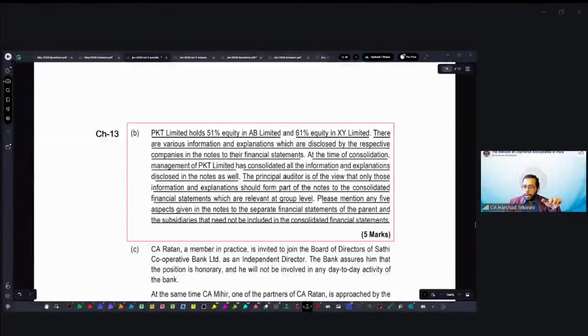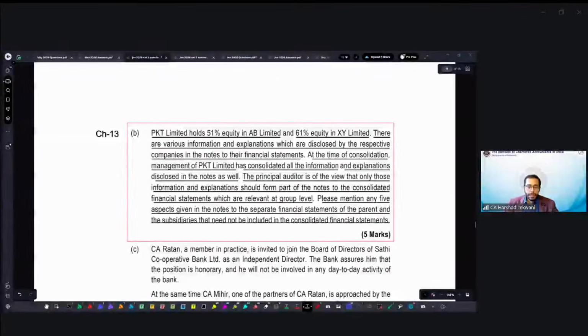Come on, quickly. What is the relevant part? Very good. Yes. What else is required? Not required to be disclosed. Very good, Kanaya. Anyone? Okay. Very good. Yes, Radha.